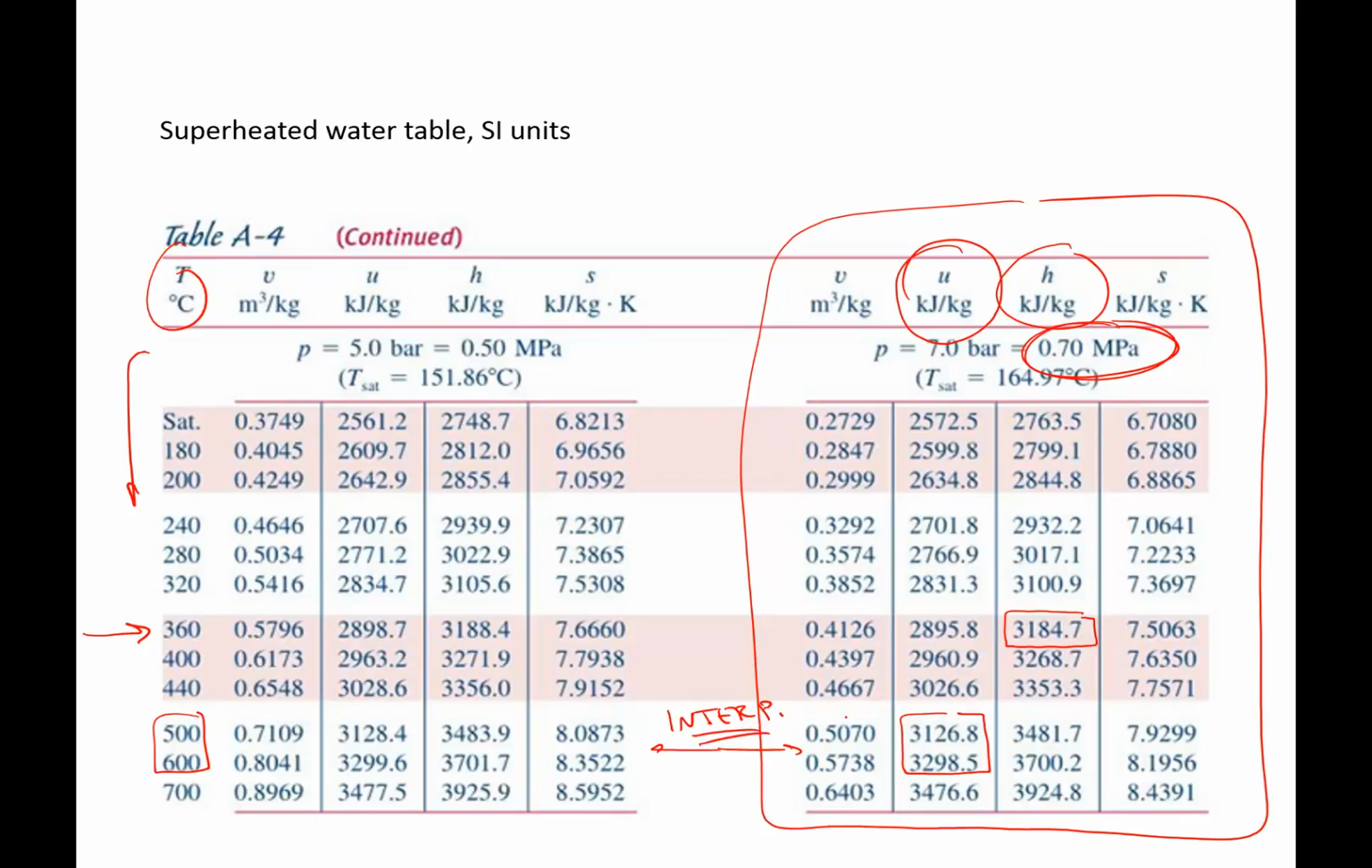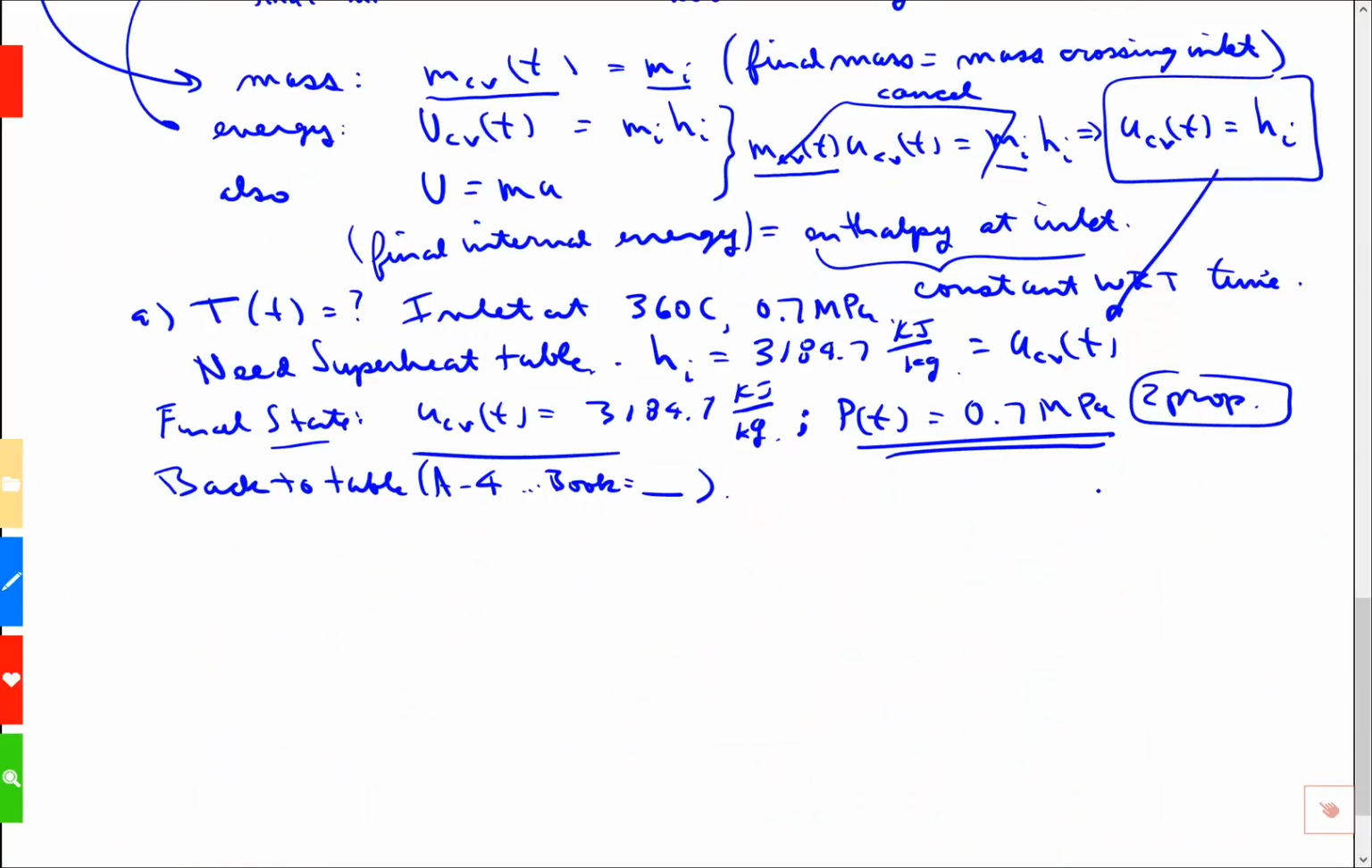I'm also going to interpolate for the specific volume, which falls between 0.50 and 0.57, because I'm going to need that in a minute to get the mass. So let me do the interpolation, and you can check my work when you have time. Under these conditions, this internal energy and this pressure, the temperature interpolates to 534 C, between 500 and 600, and the specific volume interpolates to 0.5295, in meters cubed per kilogram.